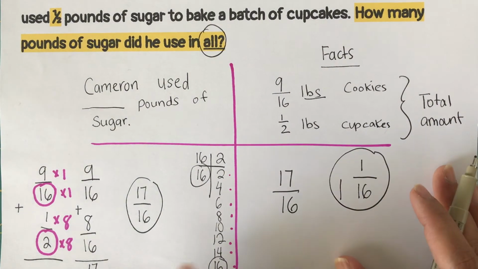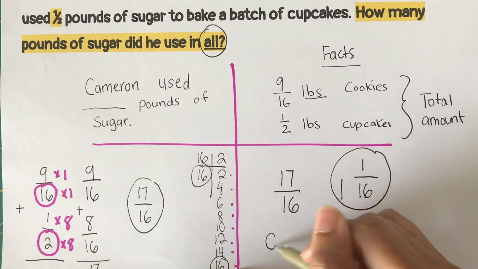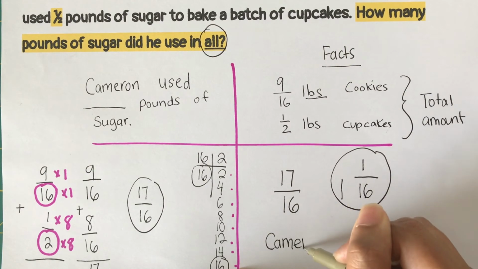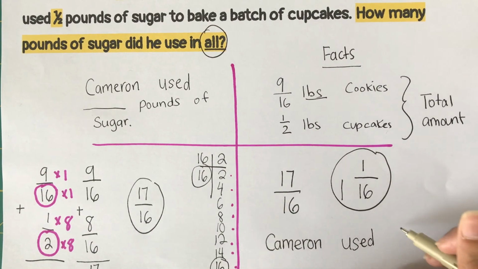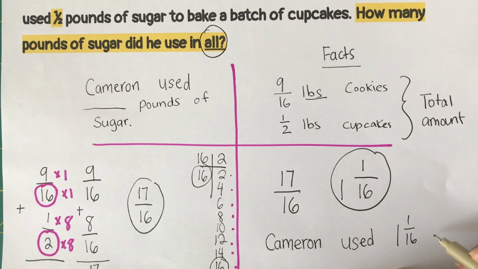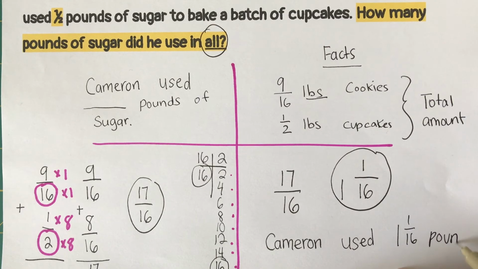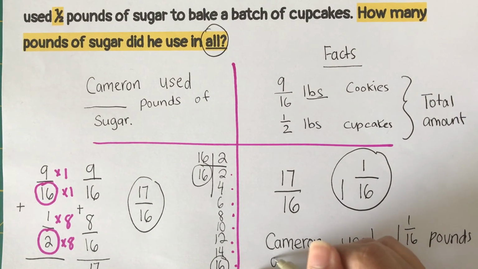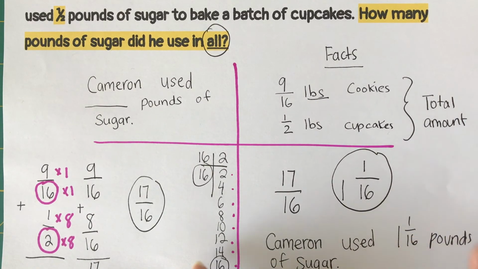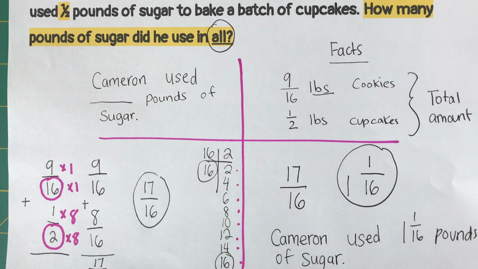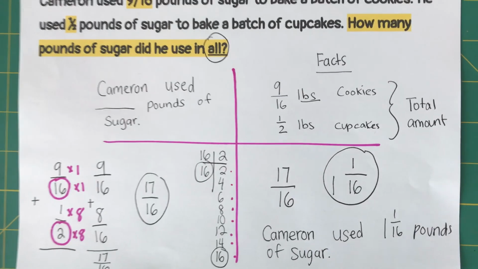So our answer is Cameron used 1 1/16 pounds of sugar. And that's our final answer. Make this a little bit bigger.